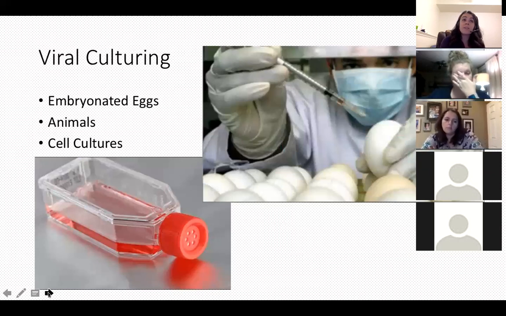If you have ever read the book The Immortal Life of Henrietta Lacks, the cancer cells that were harvested from her are one example of cells that you might use to try and culture viruses in cell culture. So anyway, if you haven't read the book, I would recommend it. It's interesting.